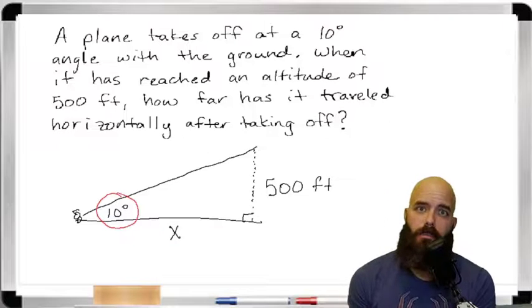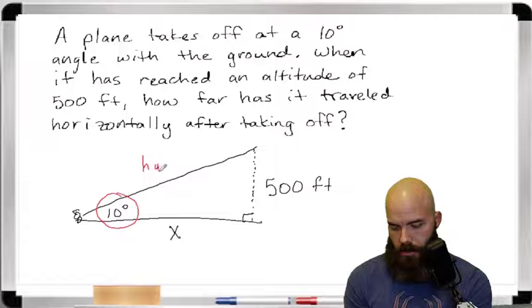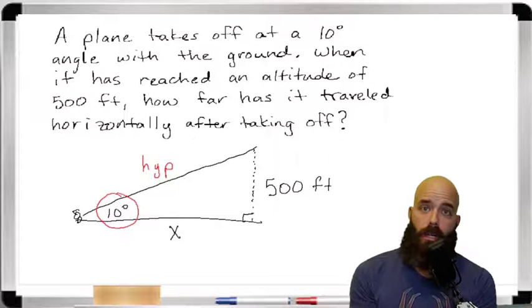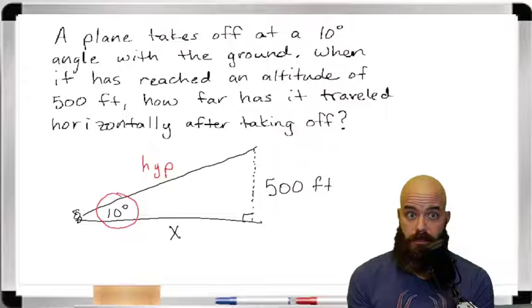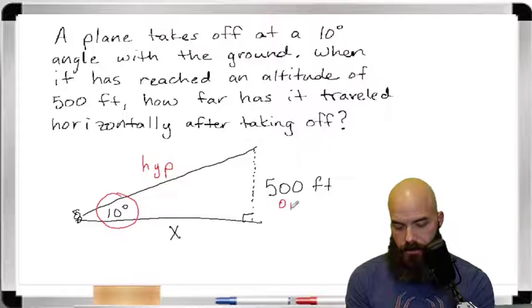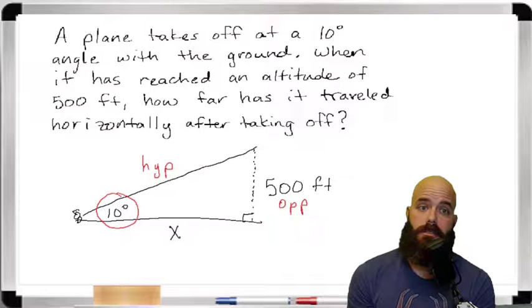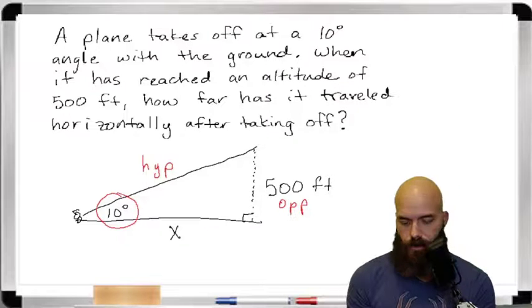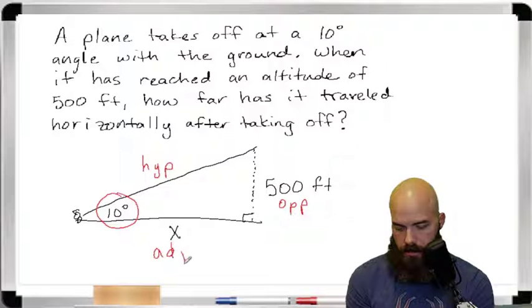I want to label my right triangle based off of that angle. So I know across from the right angle is my hypotenuse. Across from my angle of interest, the angle I've circled in red, the 10 degrees, this 500 feet represents my opposite side. And then finally, X represents my adjacent.